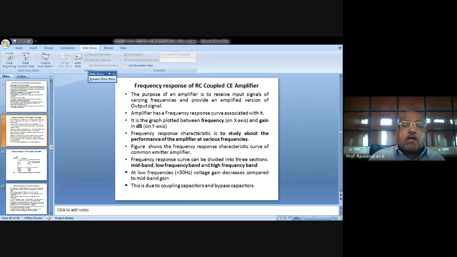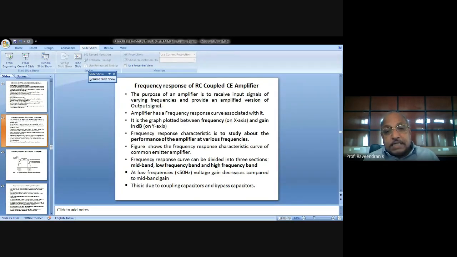We can consider all the capacitors to be a short circuit at high frequencies. Very low resistance means it is as good as treating it as a conductor. Conductor means there is no resistance, no capacitive reactance offered by the capacitor. So we can consider the capacitor to be a short circuit, just like a bare wire connected across. That is what is said here: all capacitors are considered short circuit over this range.